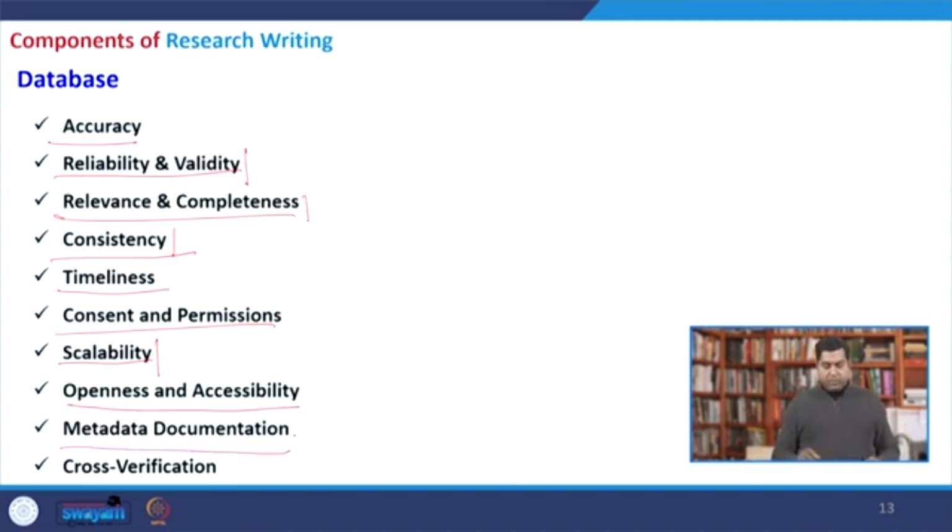Then metadata documentation, because the data that you used in your paper may be a very crisp form of that data, but the other information associated with it you also need to document. And then cross verification is also required whenever you have such information, especially from secondary sources.